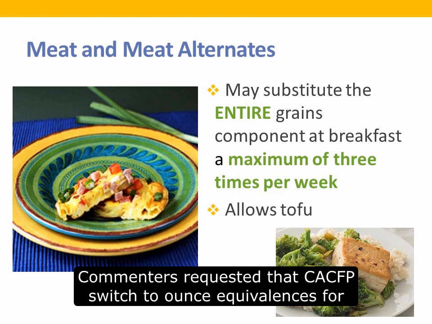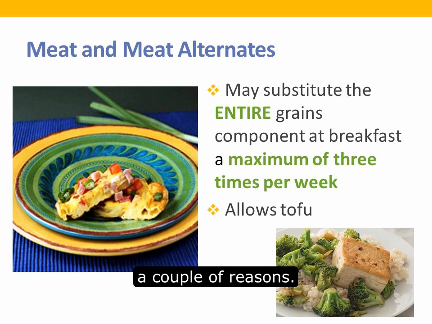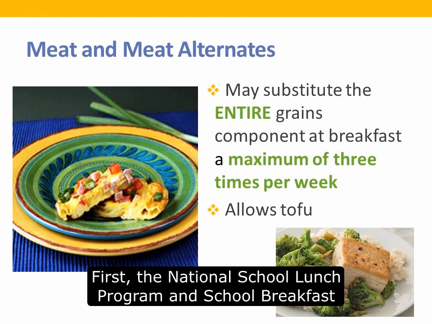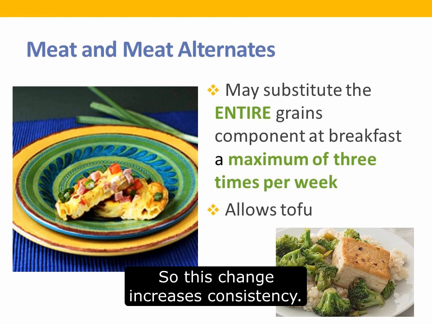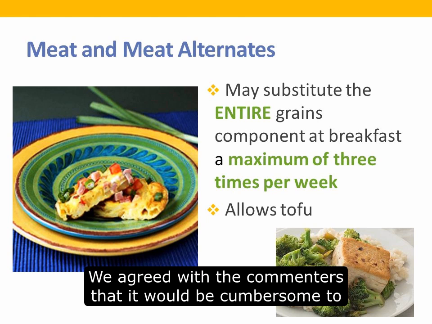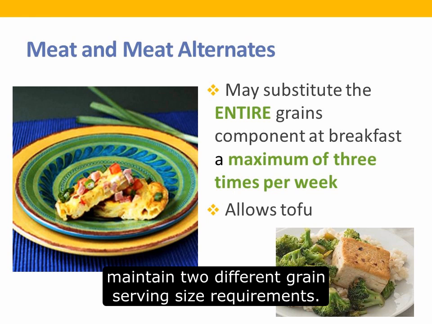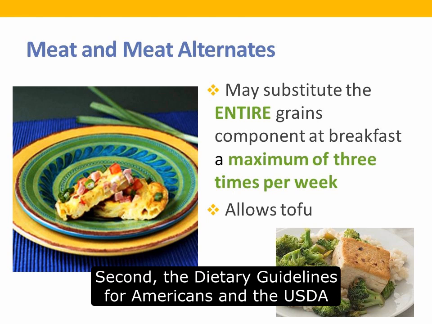Commenters requested that CACFP switch to ounce equivalences for a couple of reasons. First, the National School Lunch Program and School Breakfast Program use ounce equivalences. So this change increases consistency. We agreed with the commenters that it would be cumbersome to maintain 2 different grain serving size requirements.